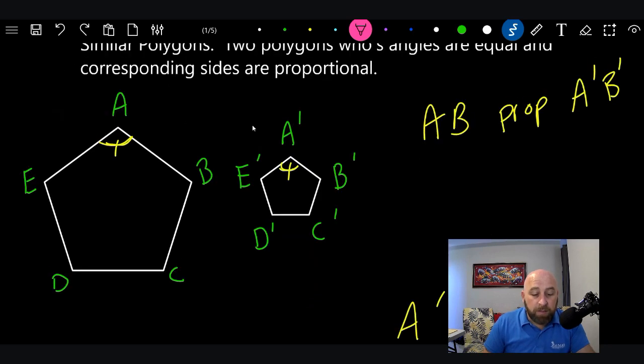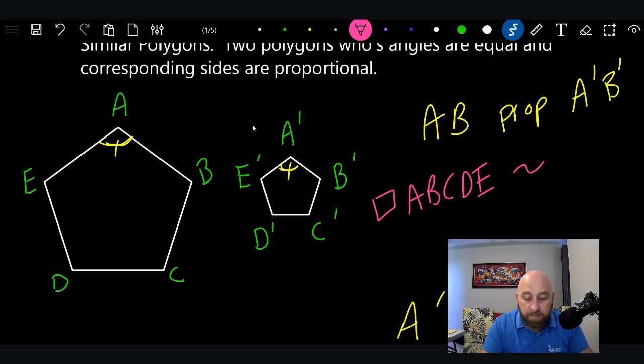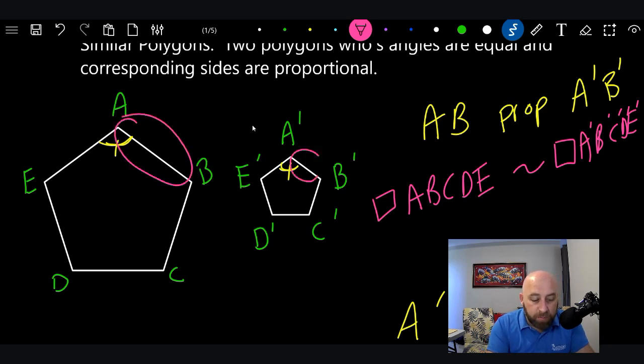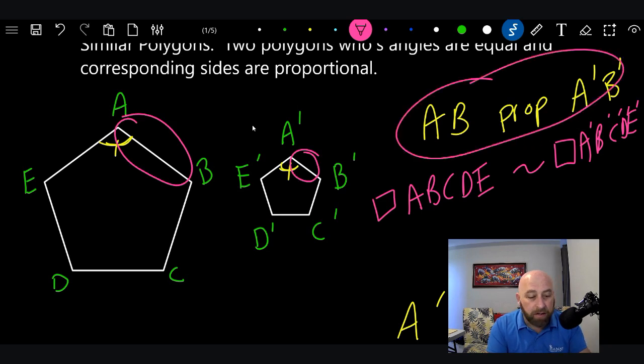Okay, so let's go back up here. We could say that A, B, C, D, E, this one right here, is similar. So polygon A, B, C, D, E is similar to polygon A prime, B prime, C prime, D prime, E prime. Okay, I can fit that on there barely, but I fit it. Okay, so it's similar. Why is it similar? Because this side is proportional to this side. That's what we wrote right there.